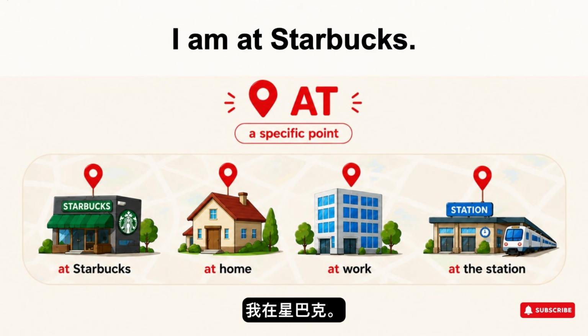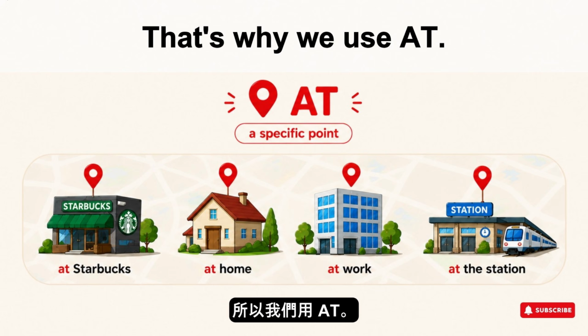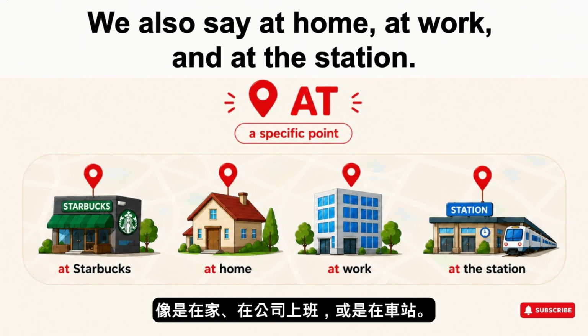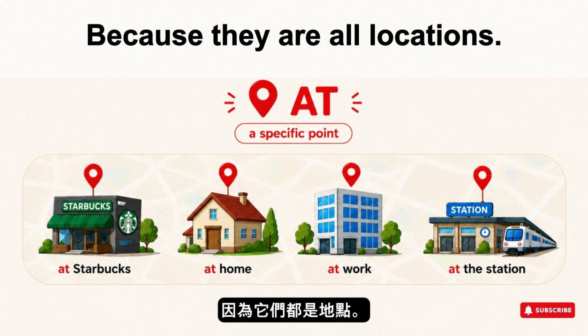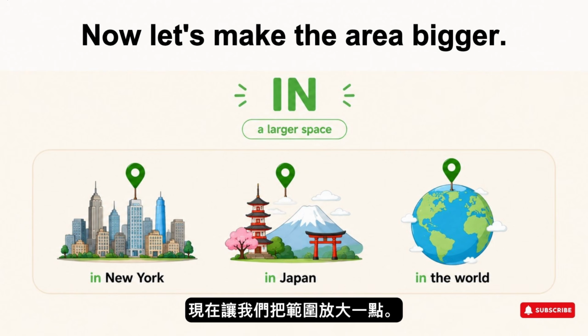I am at Starbucks. That's right. You're thinking of Starbucks as a location on a map. That's why we use at. We also say at home, at work, and at the station, because they are all locations. You've got the idea. Now let's make the area bigger.